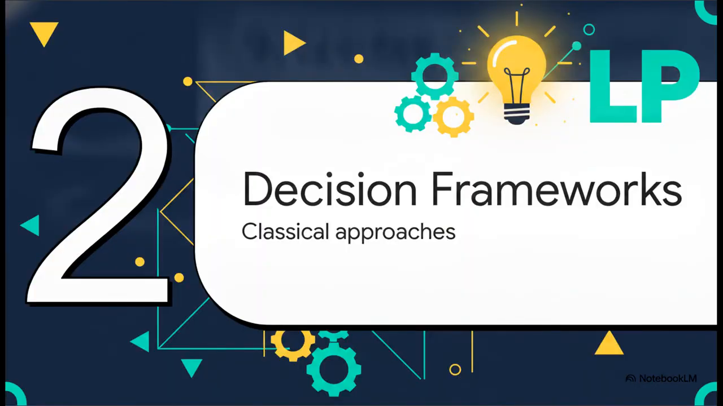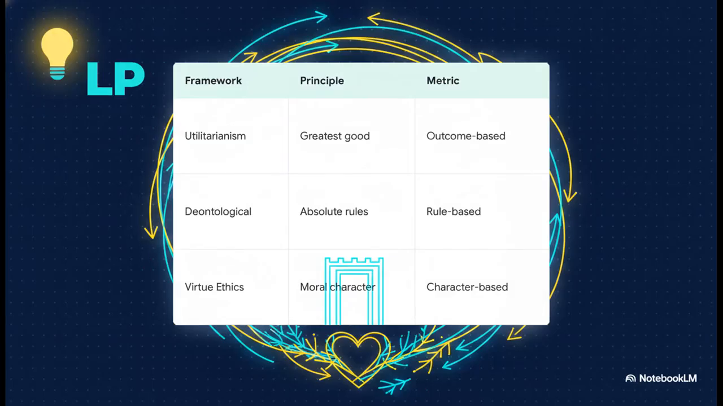Moving right along to Section 2, decision-making frameworks. We are shifting our focus from defining the problem to examining the classical philosophical toolsets historically used to resolve them. To build out our analytical capacity, let's look at a strict taxonomic breakdown of three key ethical frameworks. First, utilitarianism, whose guiding principle is the greatest good for the greatest number, using a strictly outcome-based metric. Second, deontological ethics, which follows absolute moral rules regardless of the outcome, relying on a rigid rule-based metric. And third, virtue ethics, which focuses on acting in alignment with intrinsic moral character and integrity, utilizing a character-based metric.